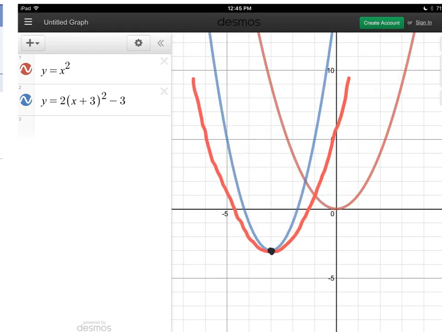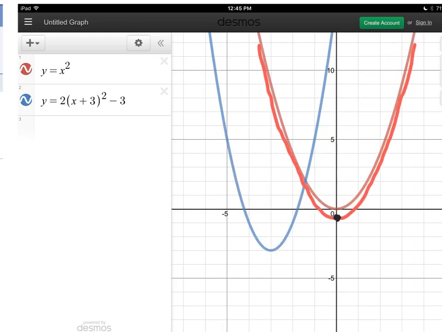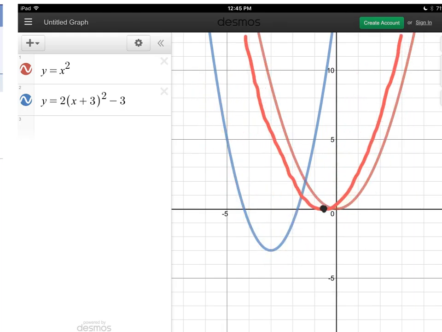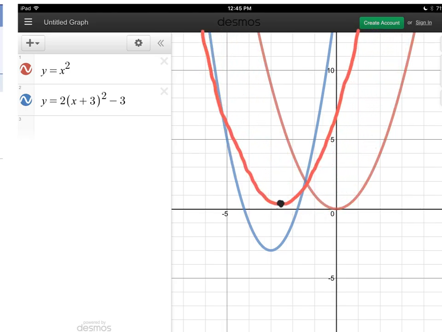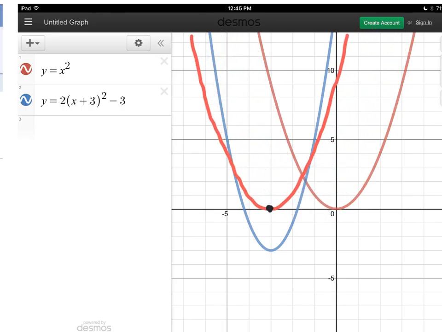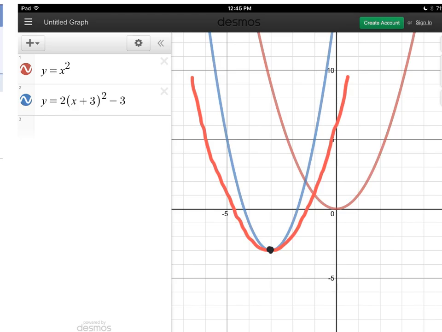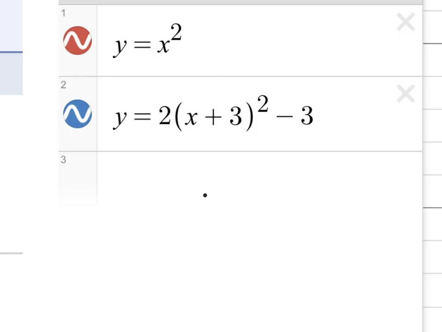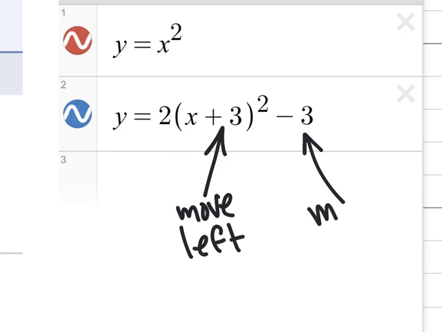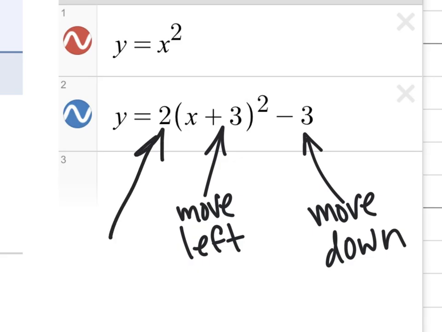And then the new function gets transformed down to here. So what happened? Well, it slid 3 spaces, 1, 2, 3 spaces to the left, and then it went 3 spaces down, all right, to right there. So what part of the equation did that? So this says move left. This says move down. And what does the 2 do? What does that 2 do?